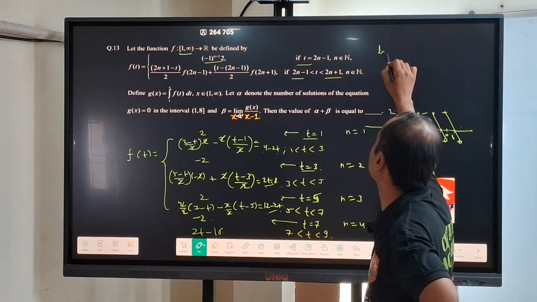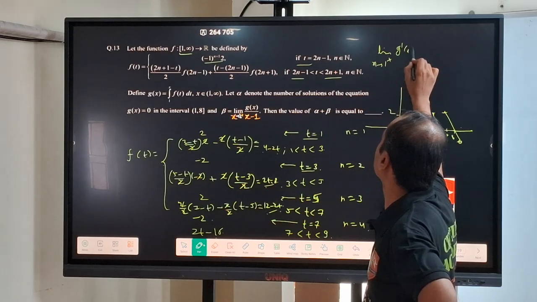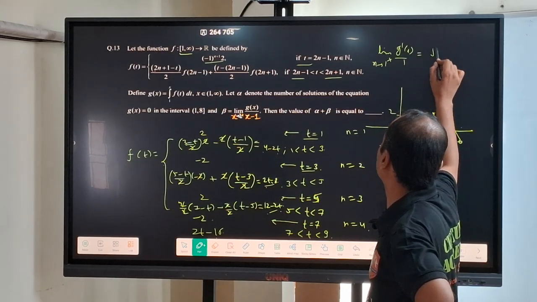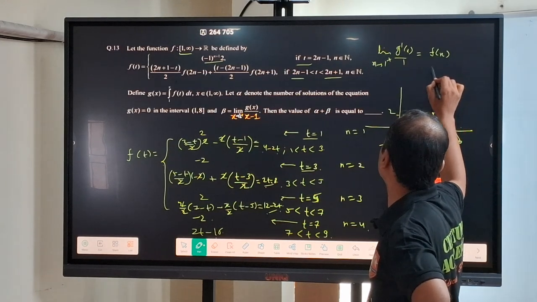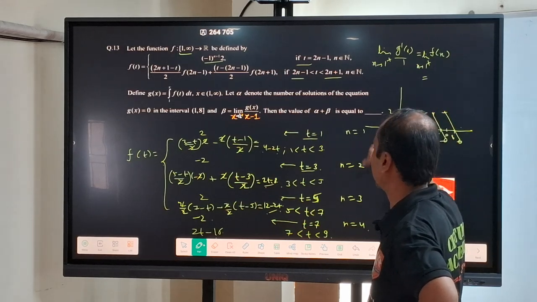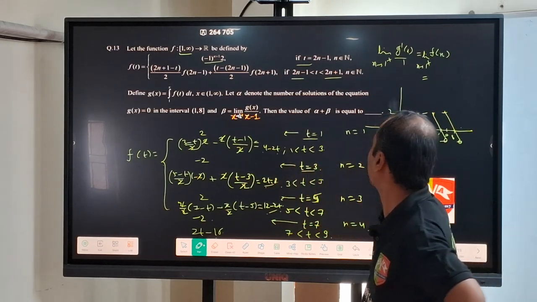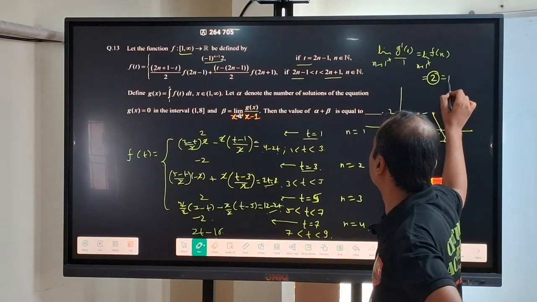So, it will be the same as limit x tends to 1 plus g'(x) divided by 1. And g'(x) is nothing but f(x) when x tends to 1 plus. Limit x tends to 1 plus f(x), and all of us know that limit x tends to 1 plus f(x) is nothing but 2. So, this is the value of beta.